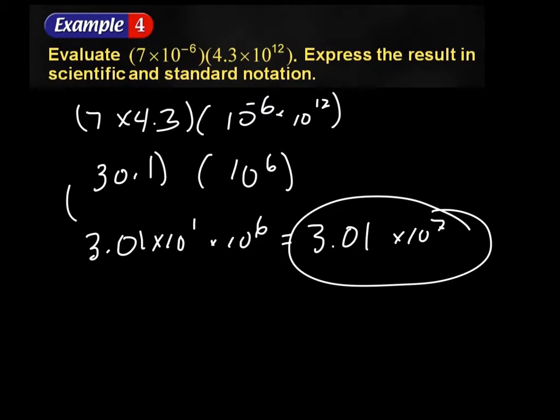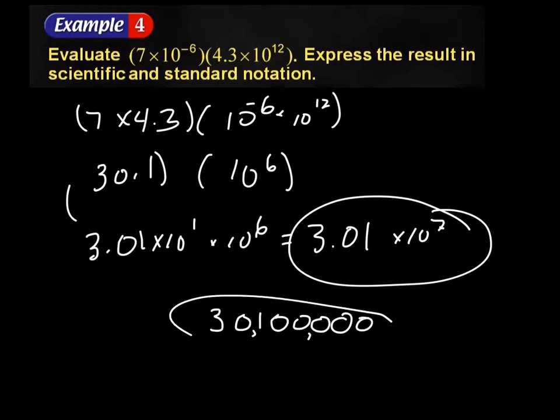Oh, but wait, that's in scientific notation, and they want it in standard form as well. I tend to forget that part because I have one answer. Okay, so now moving it to standard form, 30,100,000. Okay, so I moved my decimal 2 places to get after the 1, and I need 5 more zeros. Nice thing about recording is I can catch these things that I usually miss live.